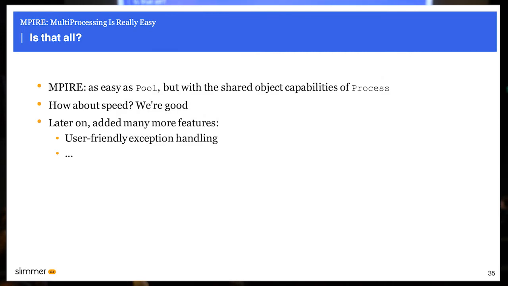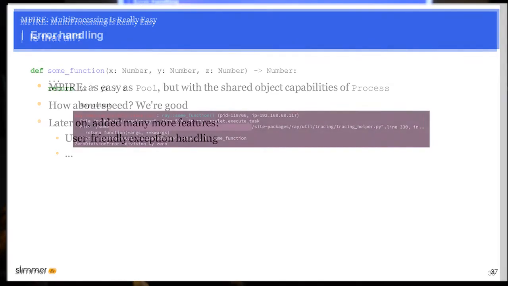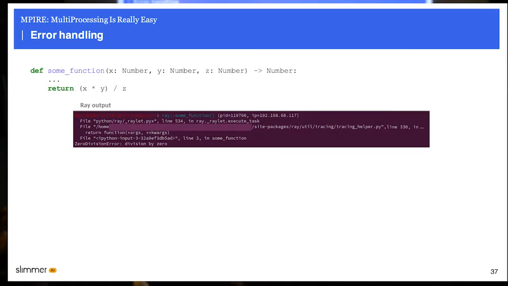So what else? Is that all? No, definitely not. This is where MPIRE started, but during the years we added many more features. And one of them is user-friendly exception handling. So suppose you have a function which multiplies two numbers and divides it by a third number. And you can imagine that if you divide by 0, then of course you get a zero division error.